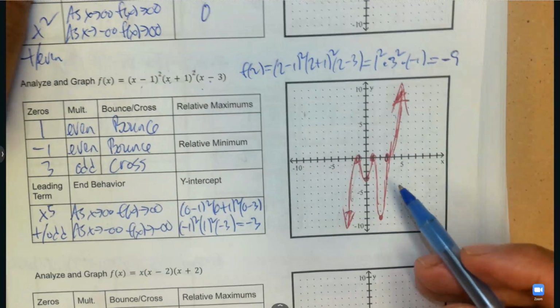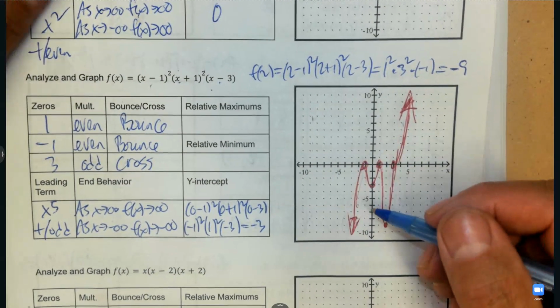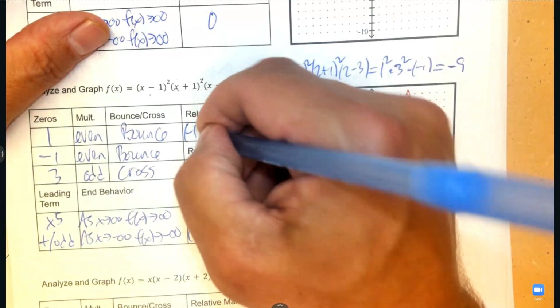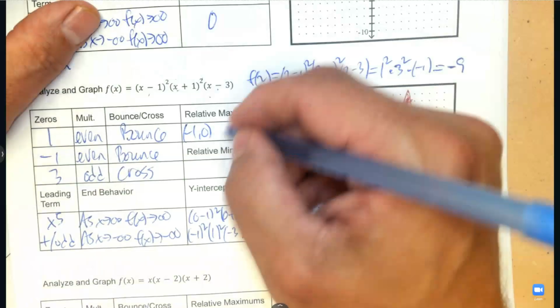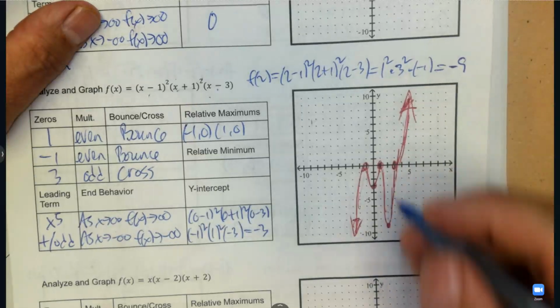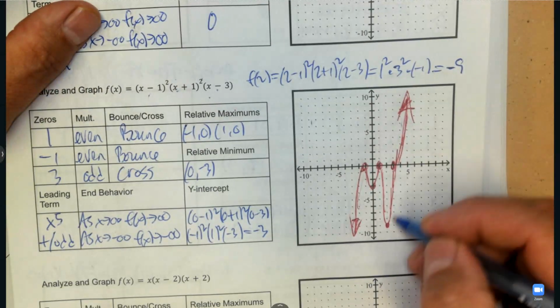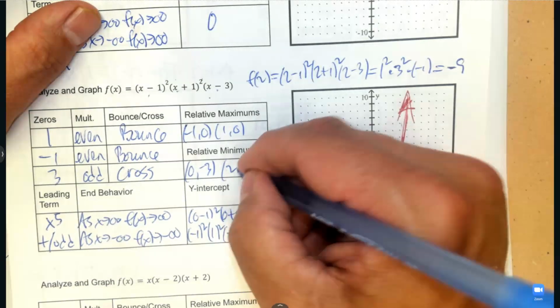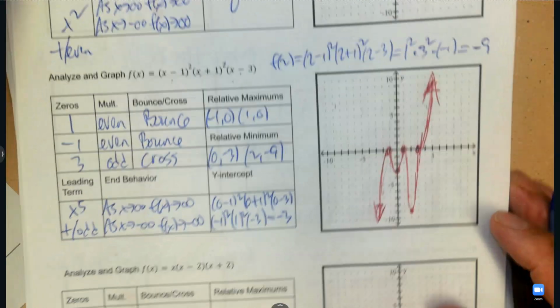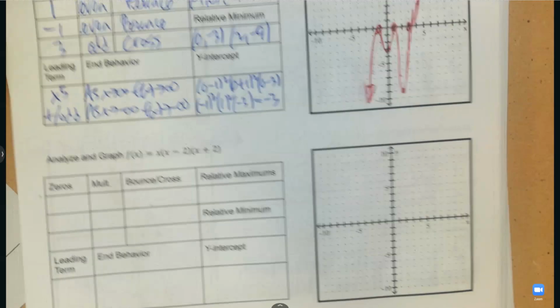So we have a maximum here at negative 1 and 0. We also have a maximum here at positive 1 and 0. We have a minimum at 0, negative 3, and another minimum at 2 and negative 9. We're there. Last one. Here we go.